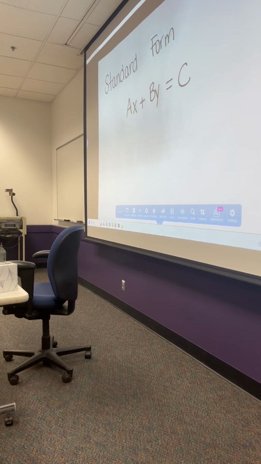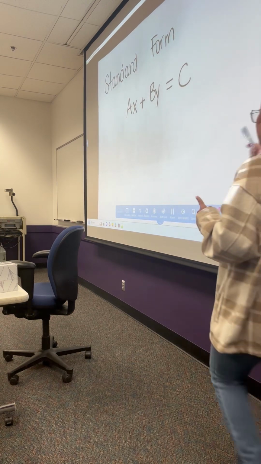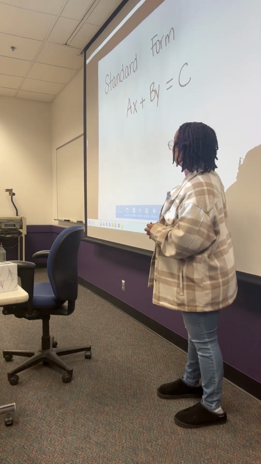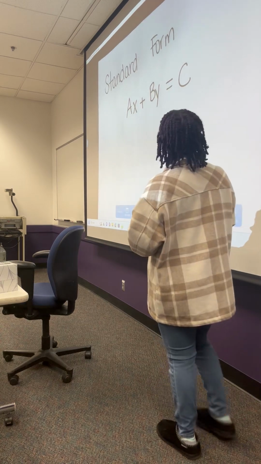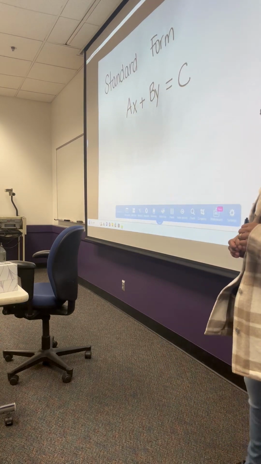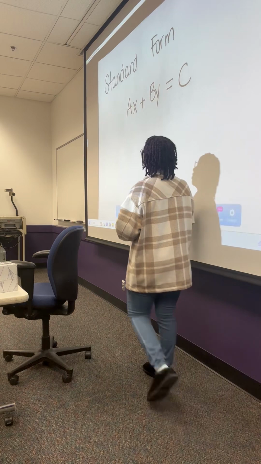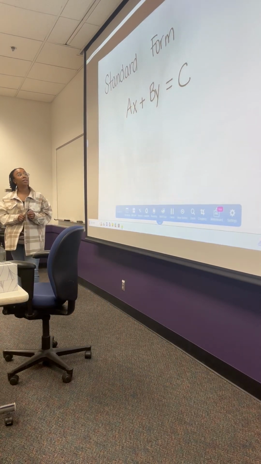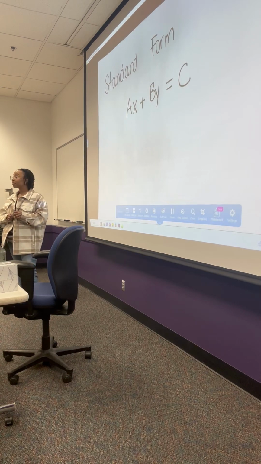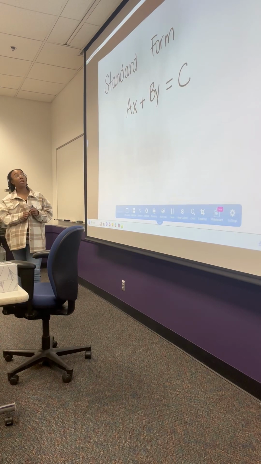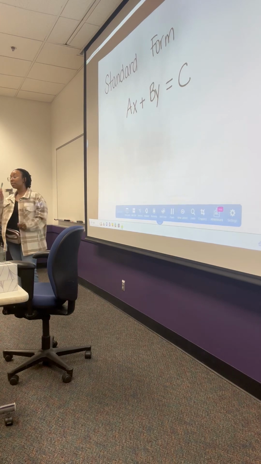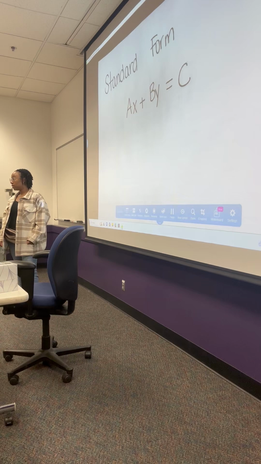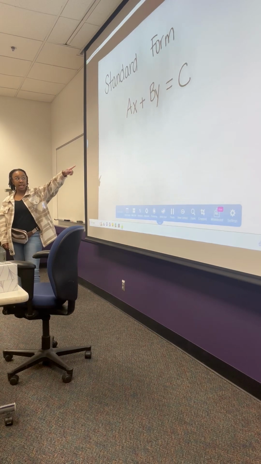So let's talk about what this looks like. Where are things placed? The intercept is at C. Yes, good. And the slope is at the end now, in the middle. And y is now on the other side of the equation. Good. So this placement matters. Can I have AX over on the right? No. Can I have my BY over on the right? No. Can C be on the same side as AX and BY? No.